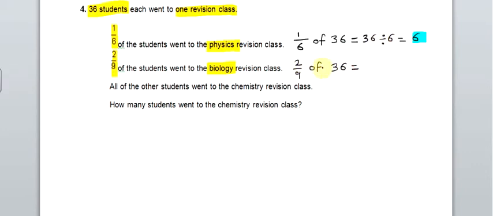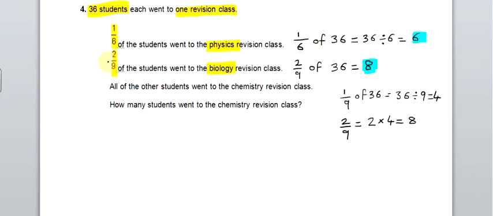And 2/9 of 36 is a little bit trickier, so I'm going to start off by doing 1/9 of 36. So 1/9 of 36 is 36 divided by 9, which is 4. But I didn't want 1/9, I wanted 2/9, so 2/9 is 2 lots of 4, because 4 was 1/9, which is 8. So that means that 8 students went to biology.